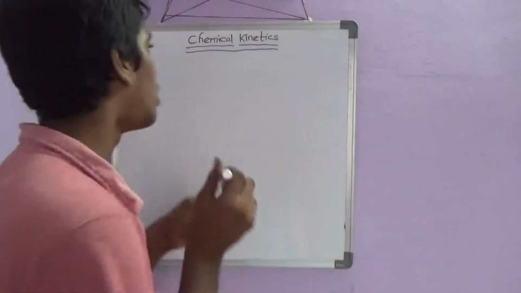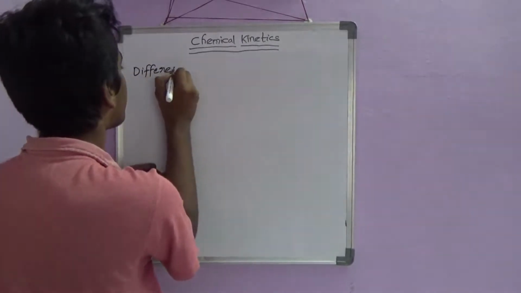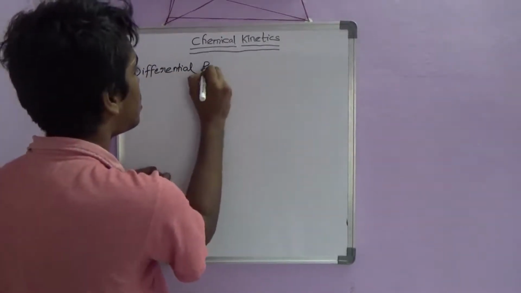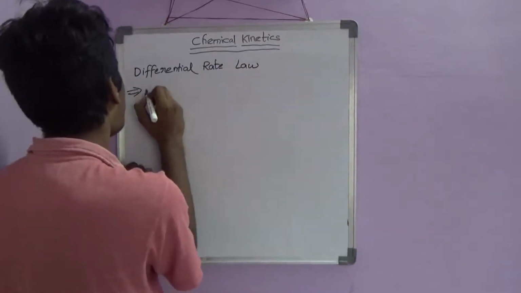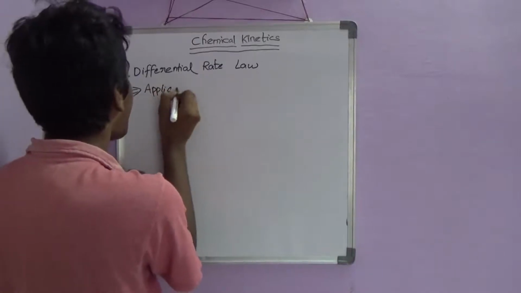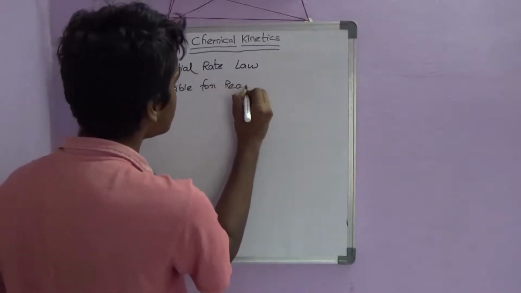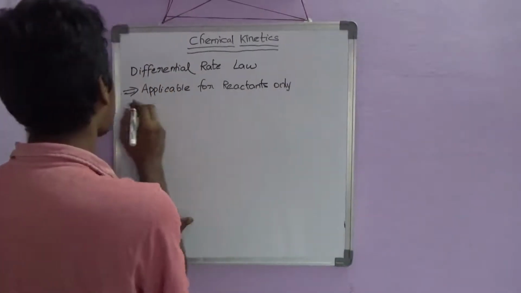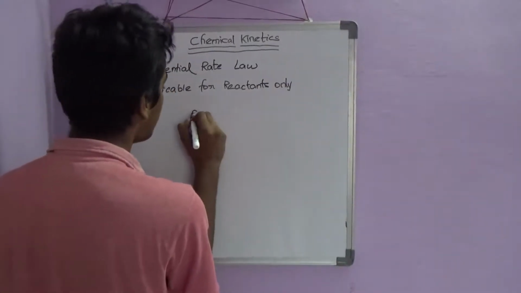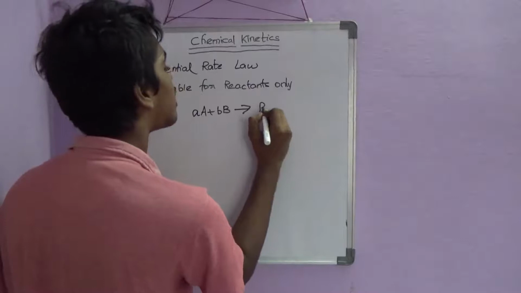Now we are going to discuss the differential rate law. It is applicable only for the reactants. Now, if we take an example, A plus B gives rise to products.